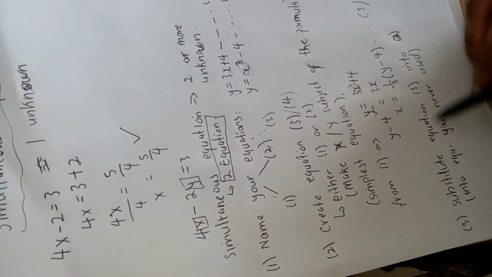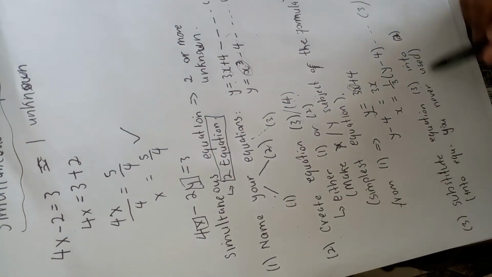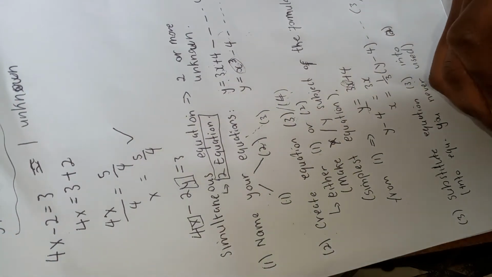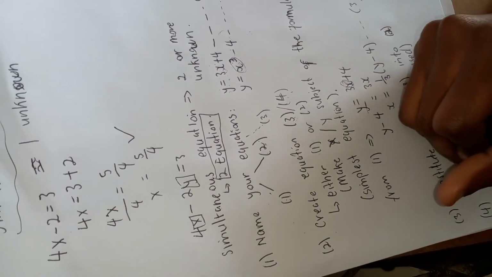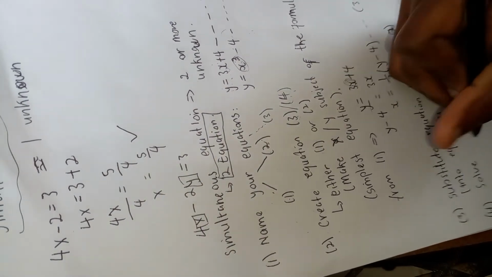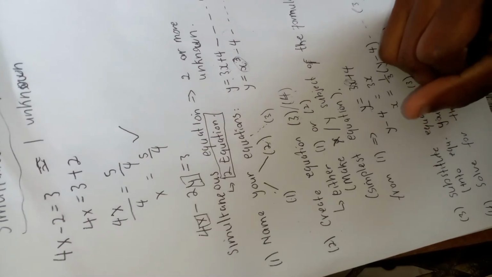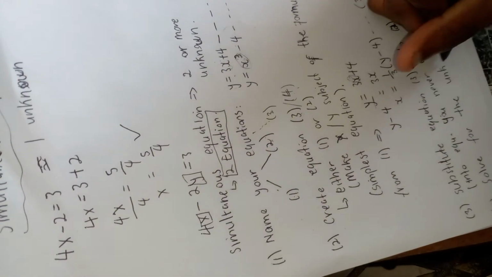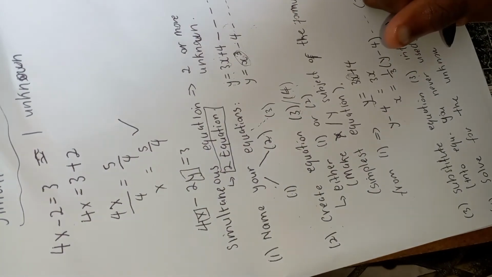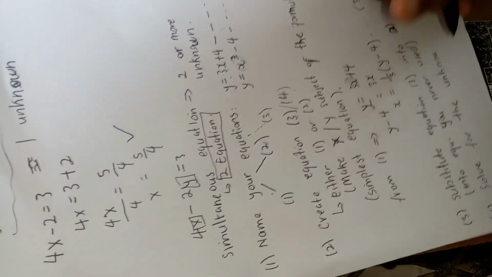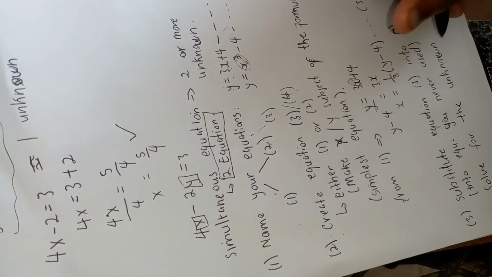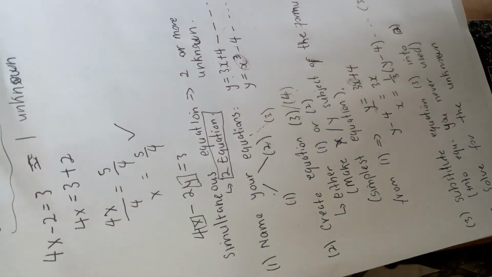So equation 3 is substituted into the equation you never used. And then the last step says you solve for the unknown. The last step is that you solve for an unknown. So how do you solve for the unknown?